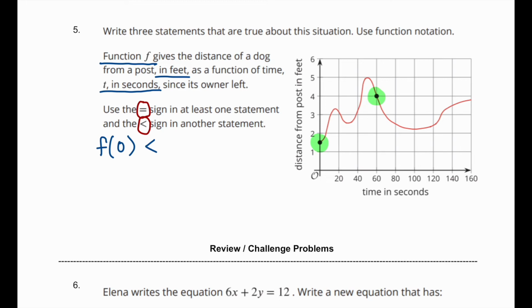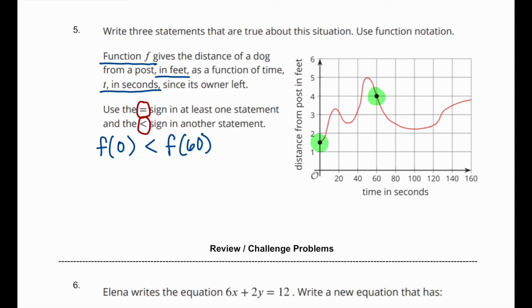So I'm just reading our x values from the table over here. So 0 and 60, because those are where we find these two highlighted points. So then this would be f of 60. You need to write two more statements from this. I'm just going to give you that one.